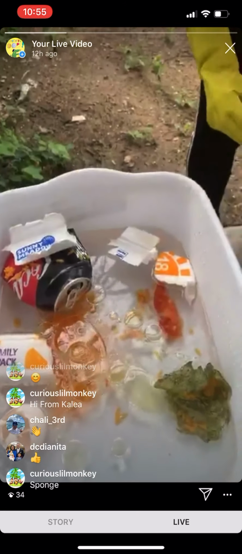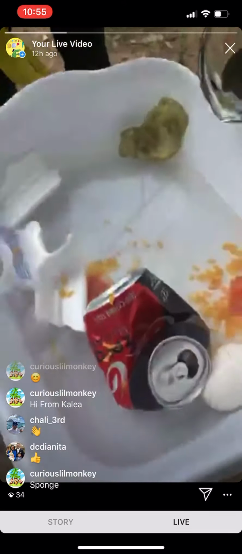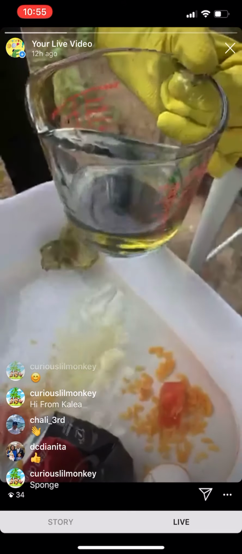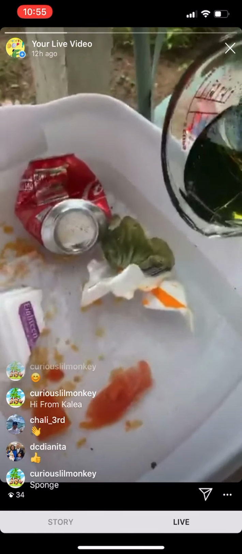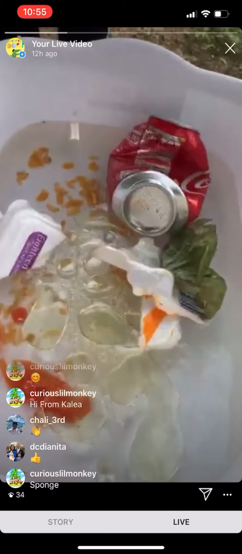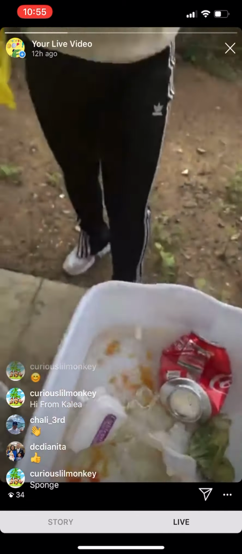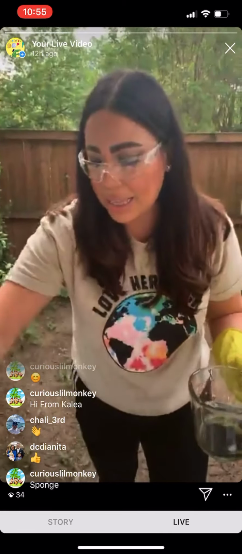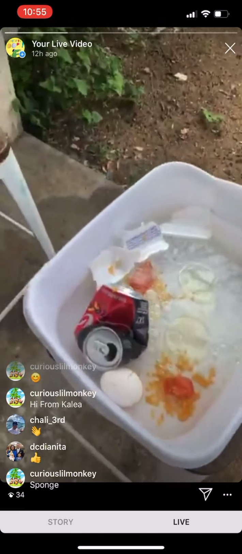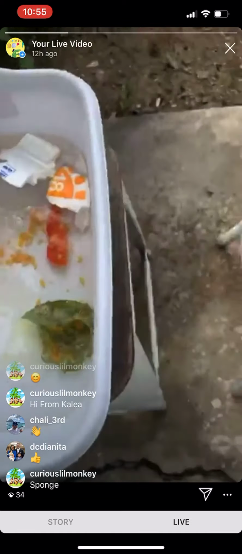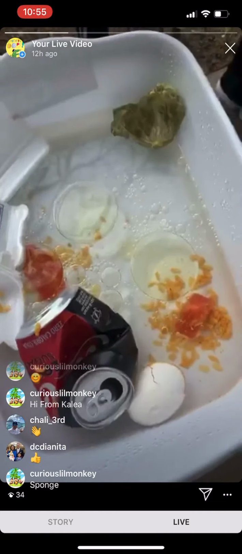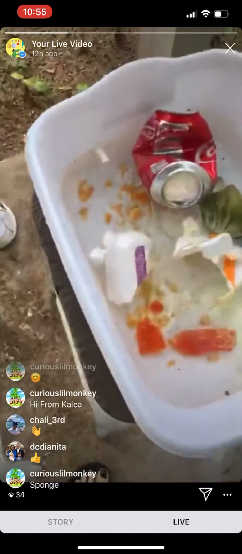Okay, there's 1/3. There's 1/3. And there's 1/3. And I have 1/3 left. Okay, so I've added the exact same amount of pollution. I've added the exact same amount of oil. And I have the same amount of water.